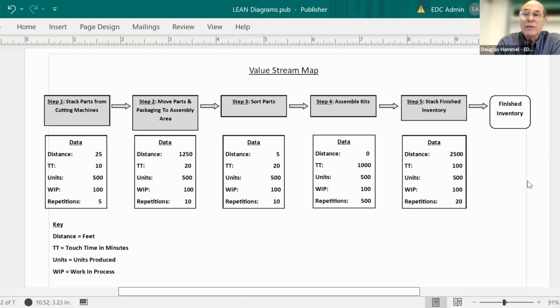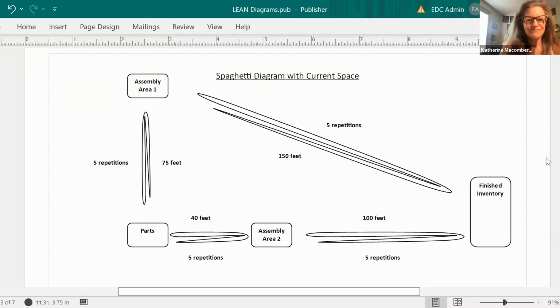Then stacking the finished inventory. Here's another big distance. When you see distances like that, I get very suspicious. So just in distance, just stacking inventory, there's a distance of half a mile, 100 minutes, an hour and a half. The units are still 500. The work in process is 100, and there are 20 repetitions. So you should be starting to be suspicious about this. But the next step, any questions about this, first of all? Okay, no? Okay. Well, what you do is you create a spaghetti diagram, and it looks like spaghetti.